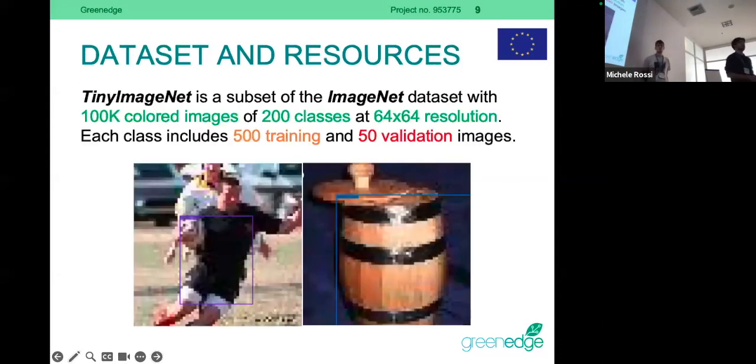The dataset we have to use to optimize the solution is the Tiny ImageNet dataset, which is a subset of the ImageNet dataset and contains 100,000 colored images and 200 classes. And the images have a resolution of 64 by 64.